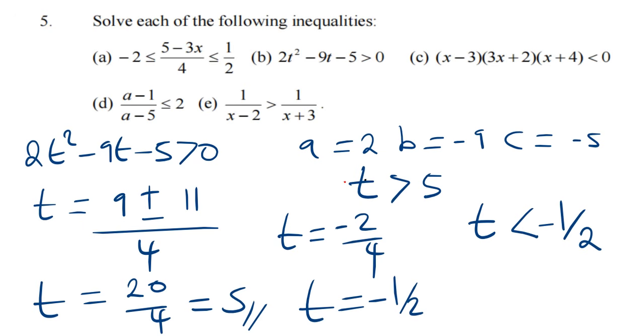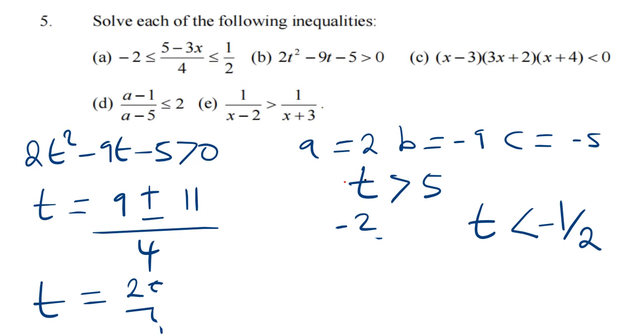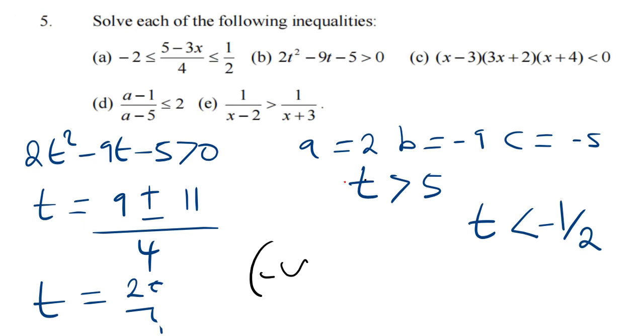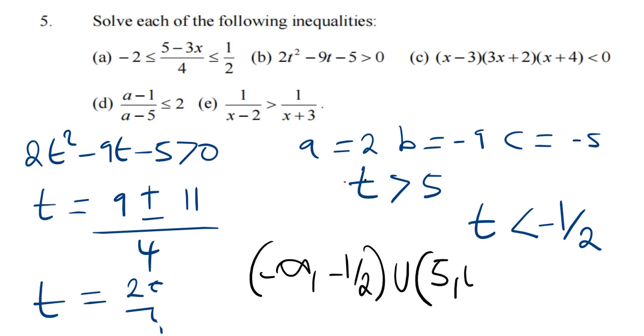Alright, so because of this scenario, the inequality expressed in interval notation is: the smallest part, t is less than negative half, so we're moving all the way from negative infinity to negative half, then we union, then 5 all the way to positive infinity, because t is greater than 5. So basically that is how we solve B.